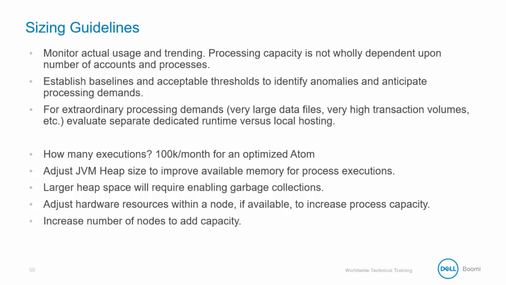So a very frequently asked question is how many executions can an atom or molecule handle? That's a very difficult question to answer, and it all depends on resources and the processes. But generally speaking, an atom can process 100,000 records per month with increased heap space. Adjusting heap space will improve resource availability.